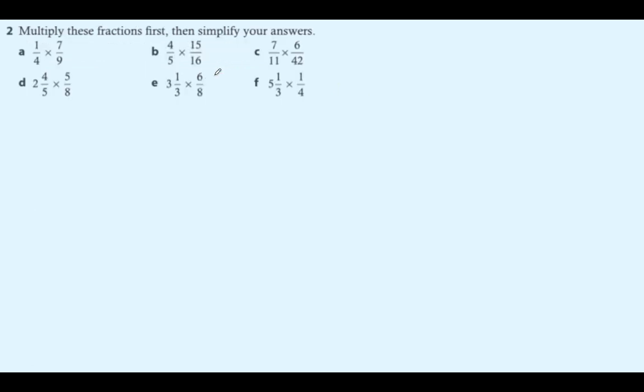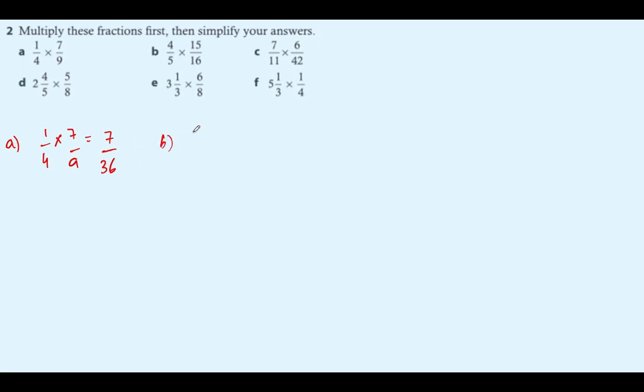Now question number 2, it says multiply these fractions first and then simplify your answer. So suppose we do part A, it's 1 over 4 times 7 over 9. So if you multiply them, 1 times 7 is 7 and 4 times 9 is 36. So that is the answer.